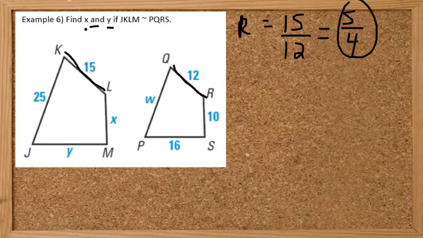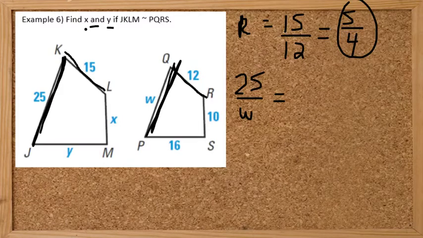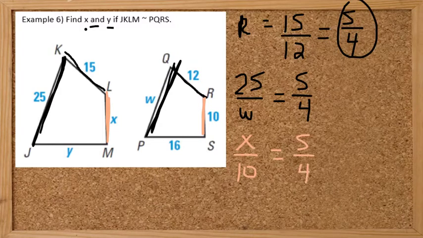So we're going to set all of our corresponding sides up equal to that ratio and help us to solve. Let's find the value of w first. Here's the side that corresponds with w. We're going to do 25 over w equals 5/4. Then x over 10 equals 5 over 4. Notice these numbers are just staying the same, the ratio for the scale factor. And our last one, let's do y: JM over PS, which is y over 16, equals 5/4.